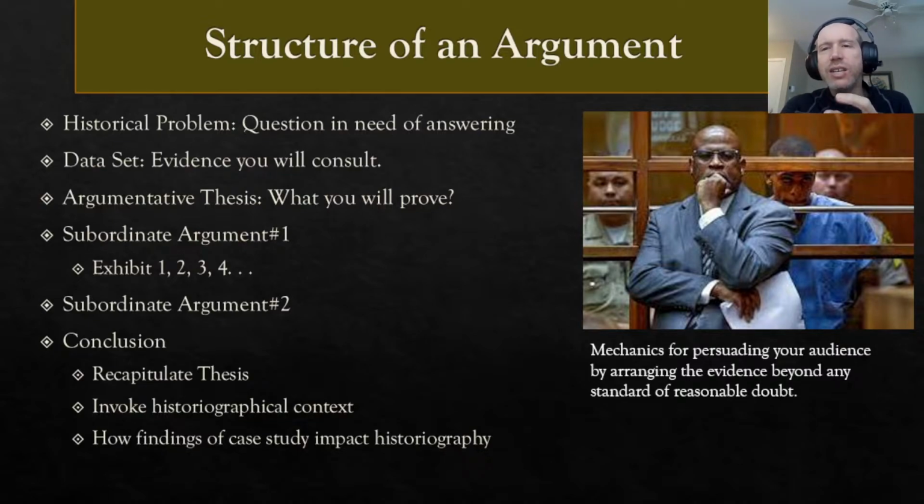Sometimes the evidence or an exhibit can be used for more than one subordinate argument. Sometimes you have more evidence than you can include because of the scope of the paper. That's fine. That's where outlining the argument is very important. So at the end of your subordinate arguments, whether it's 3, 4, or 5, you've presented your entire case. Now the case is there, the evidence is there.